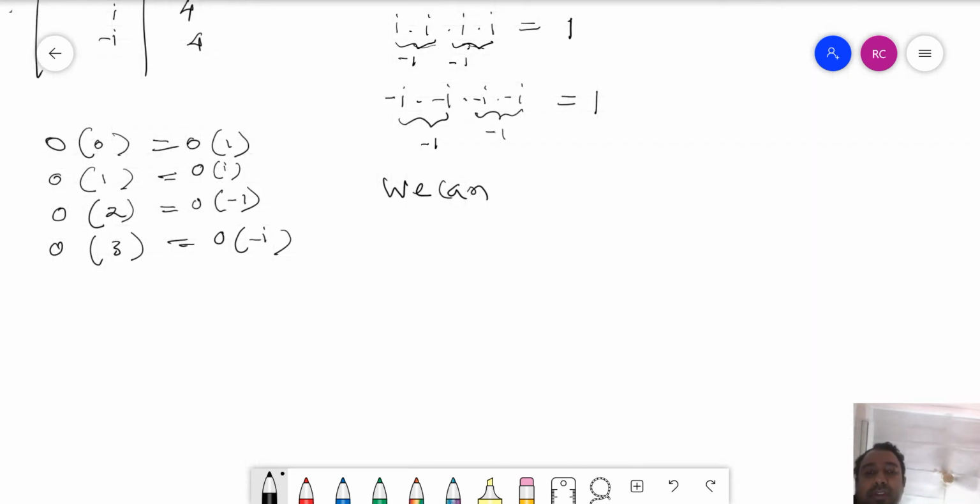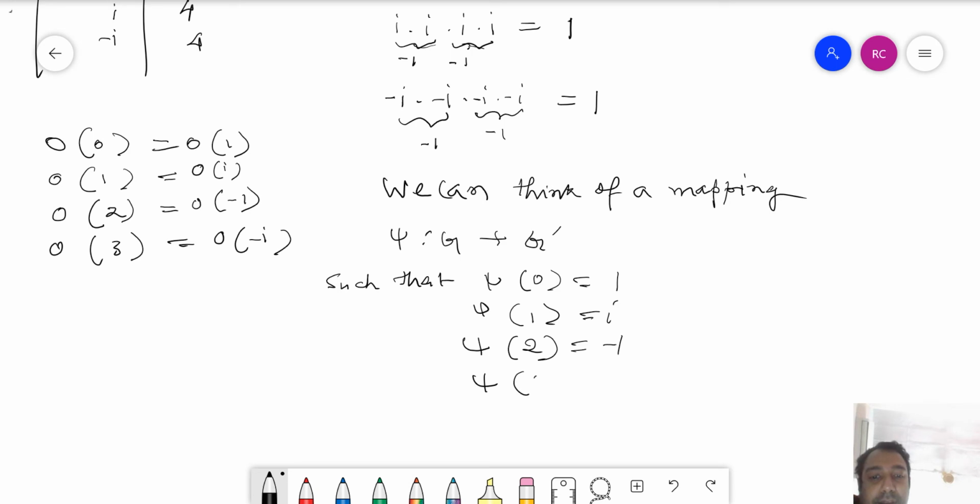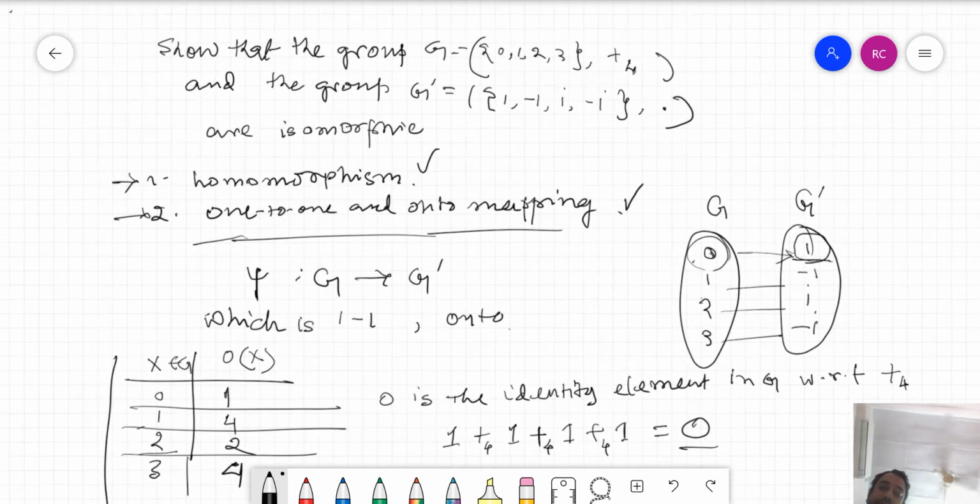So we can think of a mapping, say phi from G to G prime such that phi of 0 is 1, phi of 1 is i, phi of 2 is -1, and phi of 3 is -i. Right?